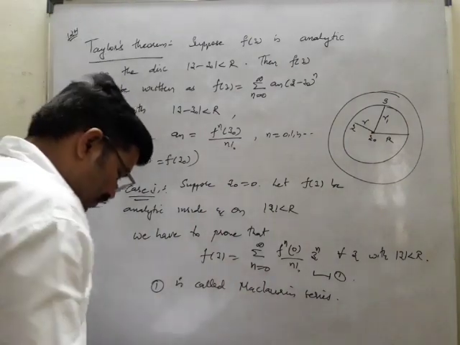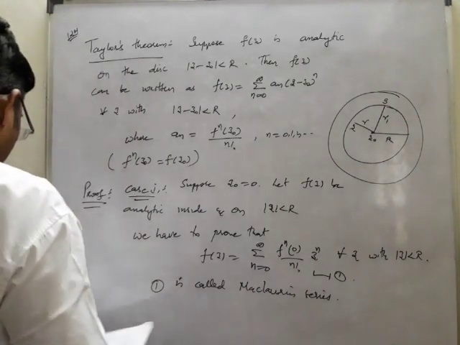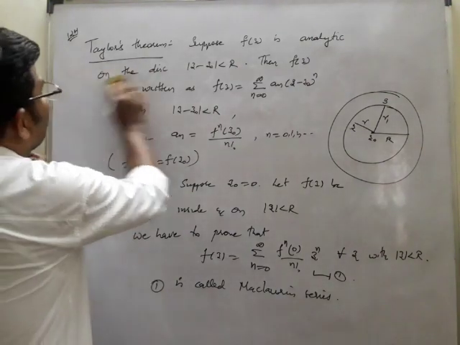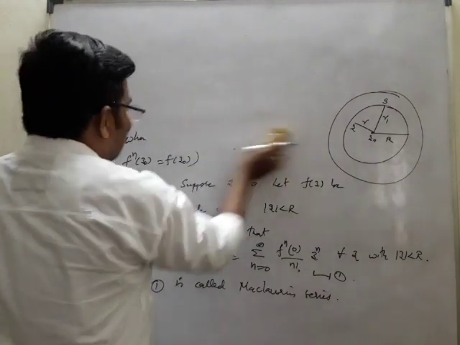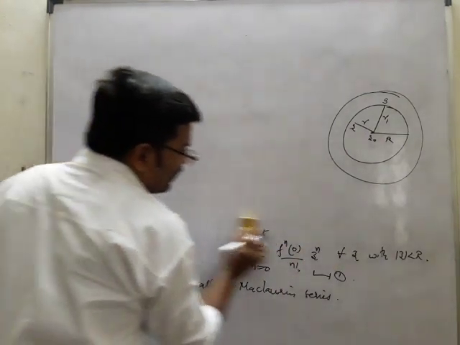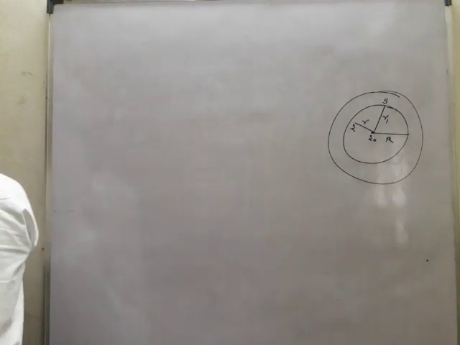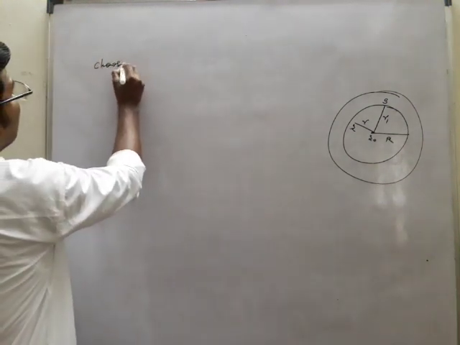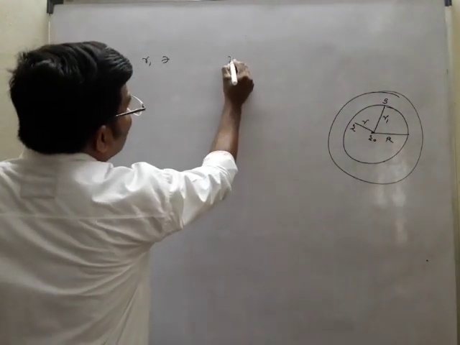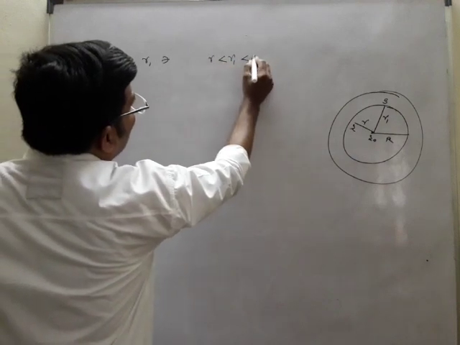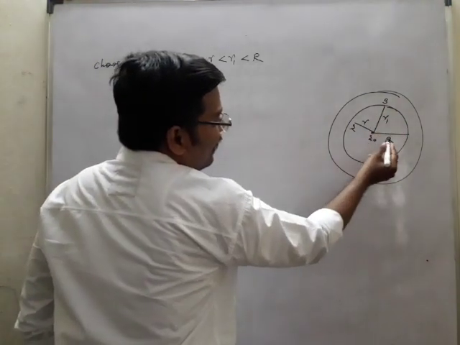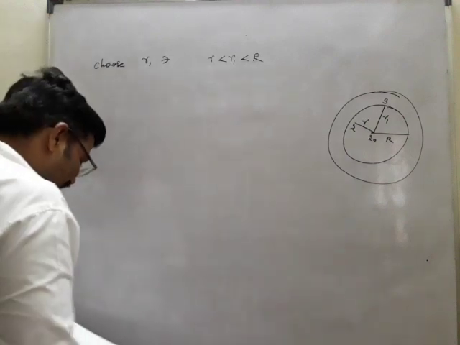Okay, so to prove this we'll try to choose that z minus z0 is less than r1, or you can say z minus z0 is less than some capital R. Now we'll choose r1 such that r1 is greater than small r and less than capital R. That we have chosen first.